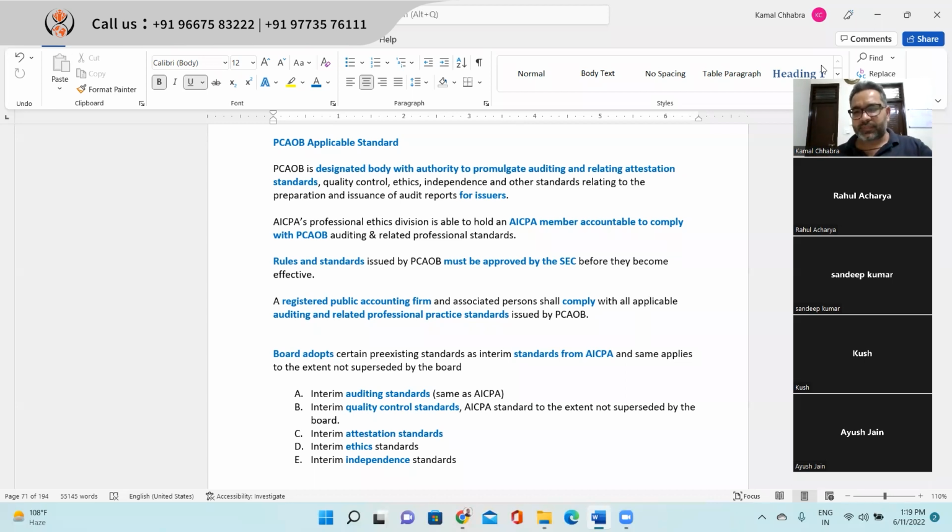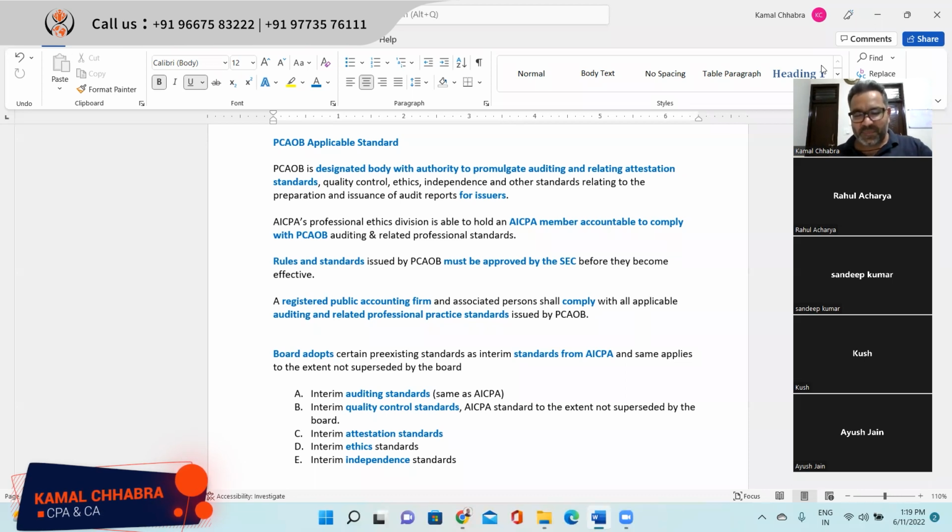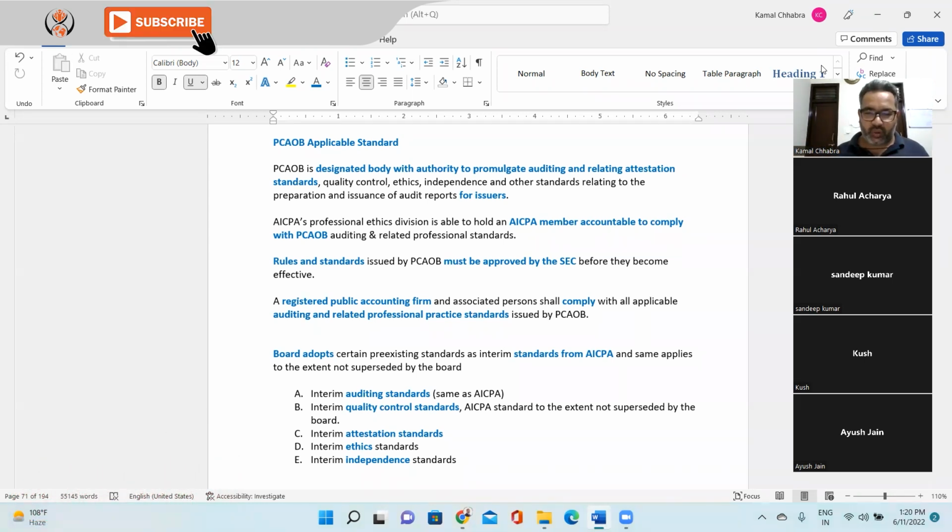What is SARS? Statements on Standards for Accounting and Review Services, that is, compilation and review standards. And what is SSAE? Statements on Standards for Attestation Engagements. Yes, those are issued by the AICPA. Those rules and standards they have adopted for attestation and review engagements of listed clients, and they have made certain additional requirements for the CPAs who are conducting the attestation and review engagements for issuers.